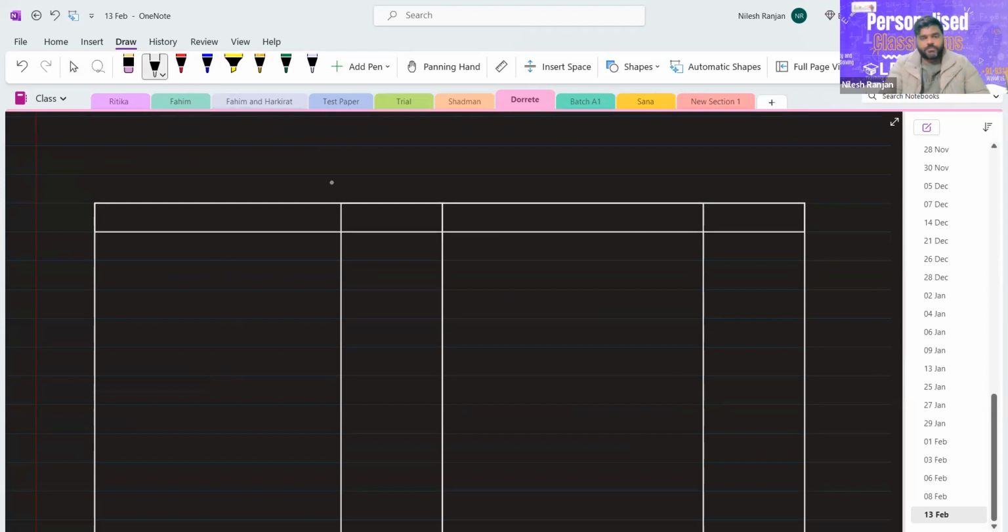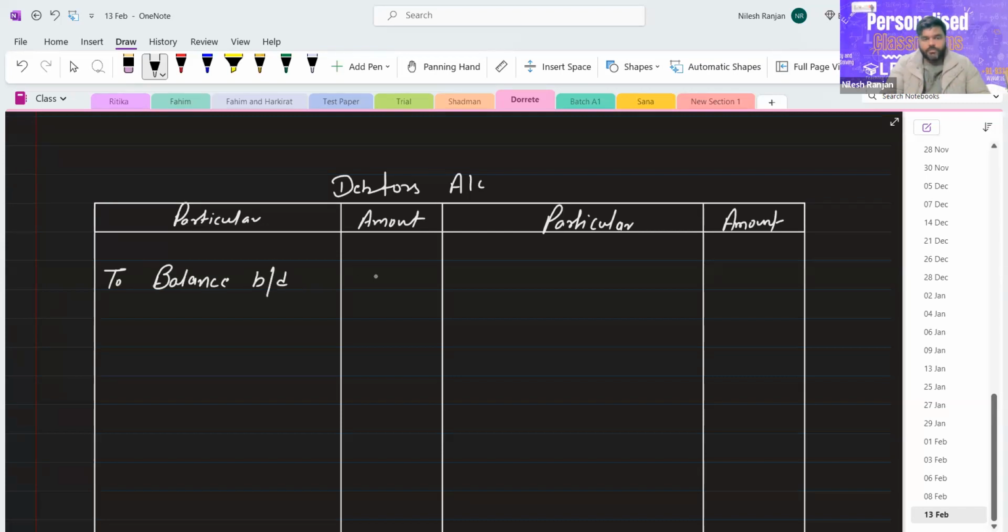First of all, you need to understand how to prepare debtors account. Now, debtors is an asset. So, if there is any opening balance, it will be written in the debit side to balance b/d. And the closing balance is written here by balance c/d.